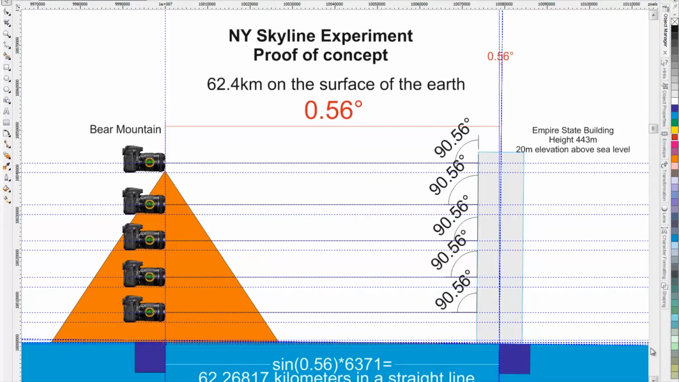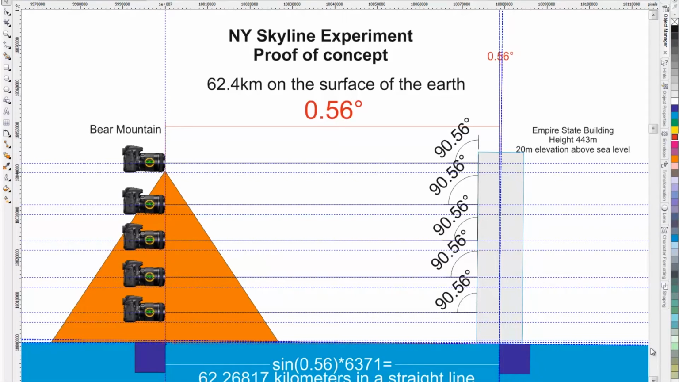Okay people, this is a New York Skyline experiment proof of concept. The reason I'm doing this is because some people don't understand mathematics, they have some problem with it. So I'm doing this to show you that it doesn't matter how high up you are in elevation, and it doesn't matter in either case. It doesn't matter either for Bear Mountain or for the Empire State Building, how high up they are in elevation.